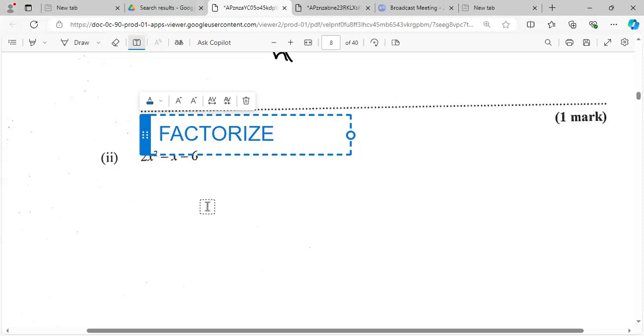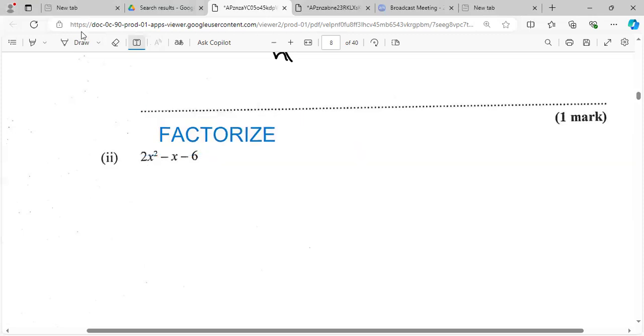Alright, so we have to factorize 2x squared minus x minus 6. So we're going to use the factor method, or we're going to try that. If not, we use the quadratic formula. If you don't know how to use the quadratic formula, it's on my YouTube channel. Just type in Linux Penny. Any topic you want, just type in Linux Penny and then the topic.